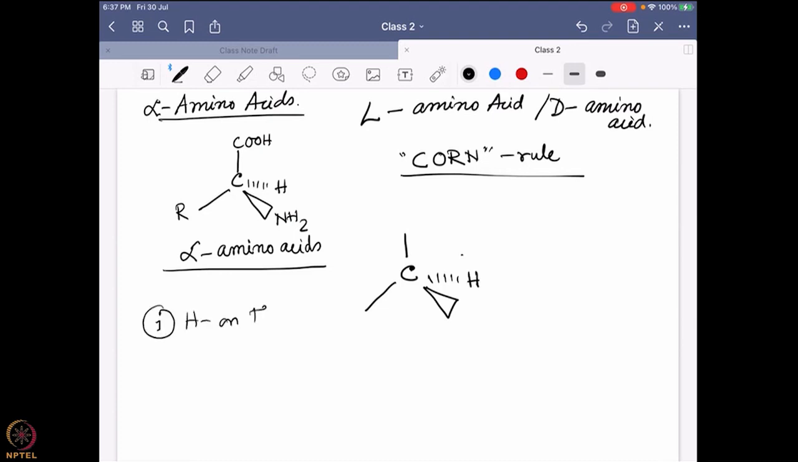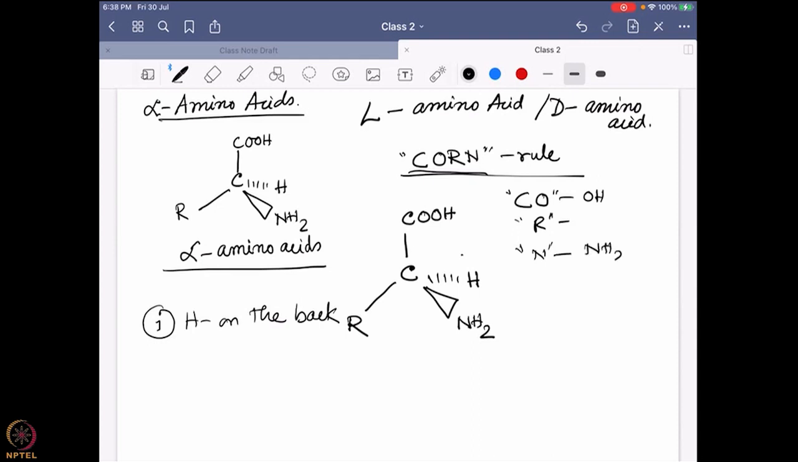Hydrogen on the back. That means it should take the backmost position, the wedge bond. Then put the groups: carboxylic acid group, R group, NH2 group. And then follow the CORN. The CORN stands for carboxylic acid, then R, then the amine group. Just find out exactly how these groups are oriented and put it 1, 2, 3. So over here, this is 1, this is 2, this is 3. Hydrogen on the back, and then orient carboxylic acid, R group, and NH2 group as 1, 2, 3.